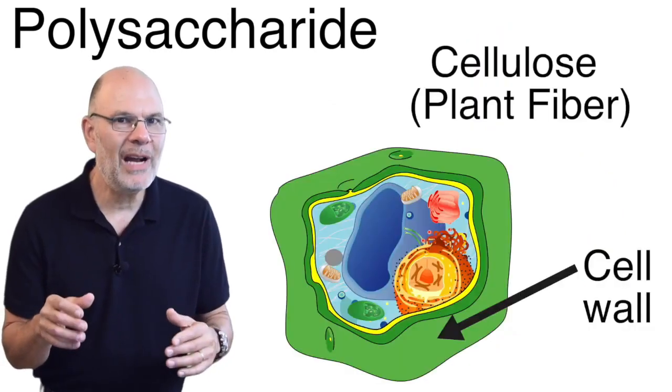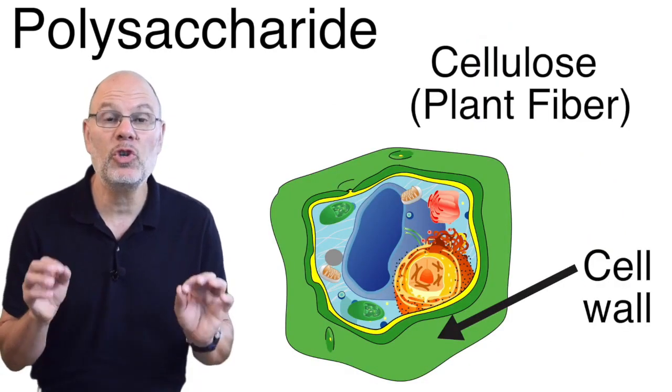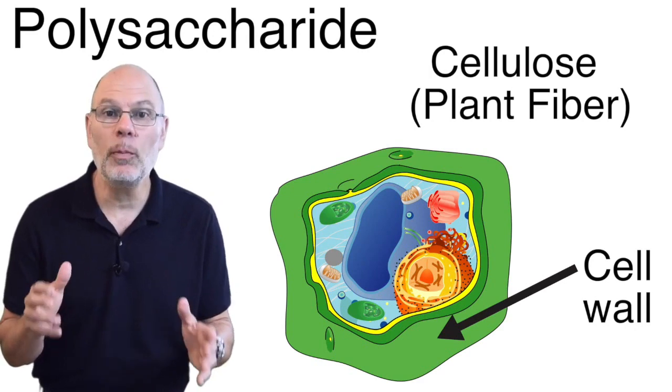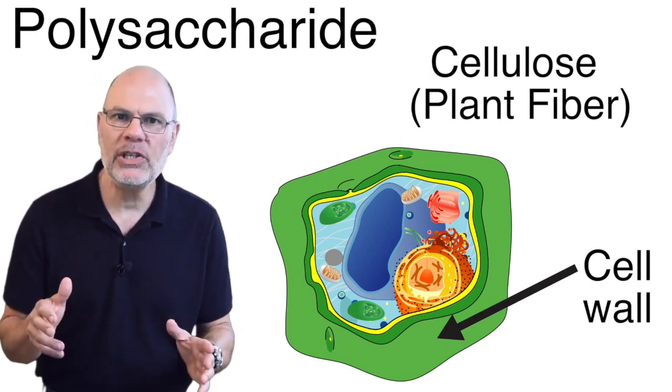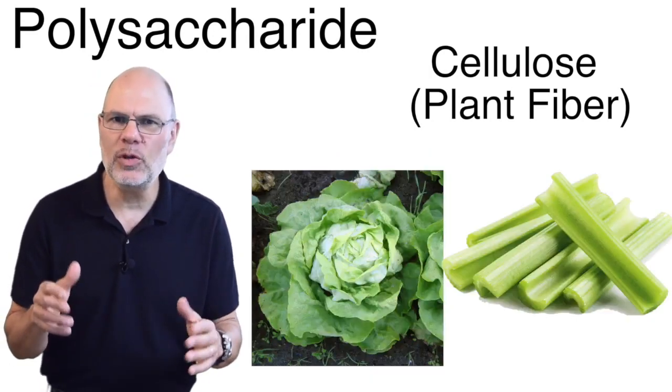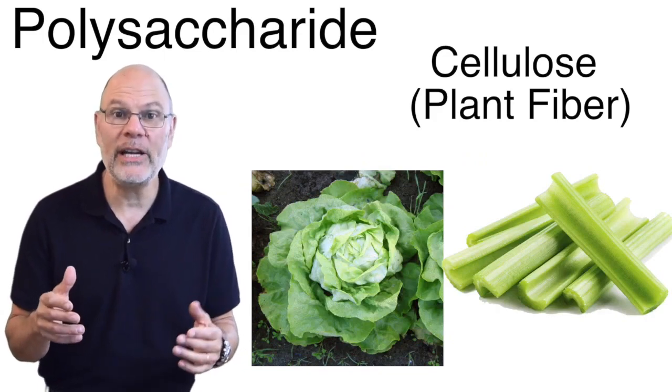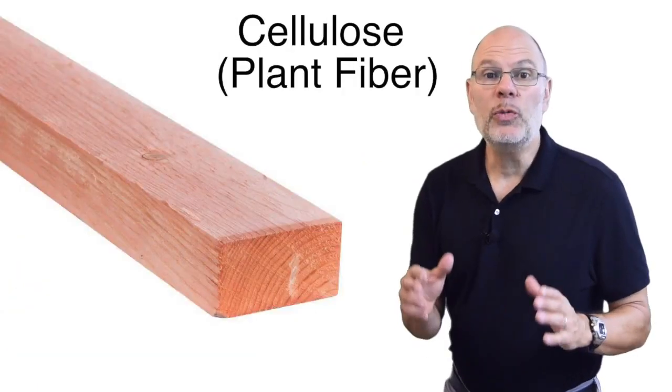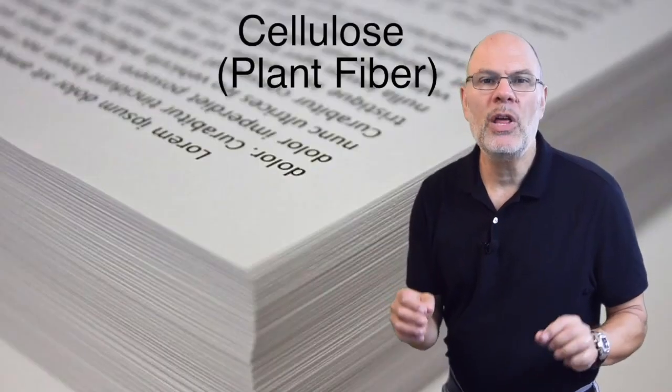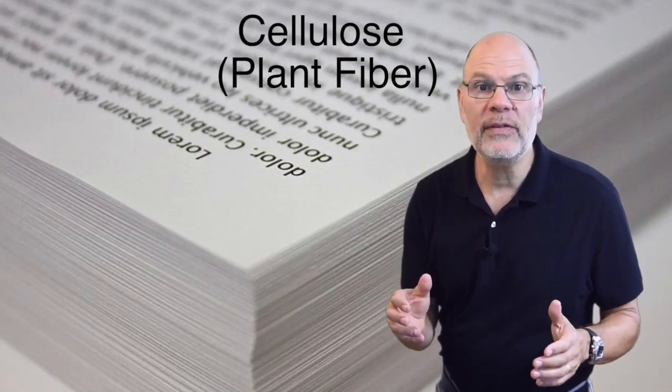Another polysaccharide isn't for energy storage, but for structure. It's cellulose, or plant fiber. It makes up plant cell walls, and it's found in foods like lettuce, celery, and other vegetables. Cellulose is also in wood, cotton, and paper, the basic biomaterials of civilization.